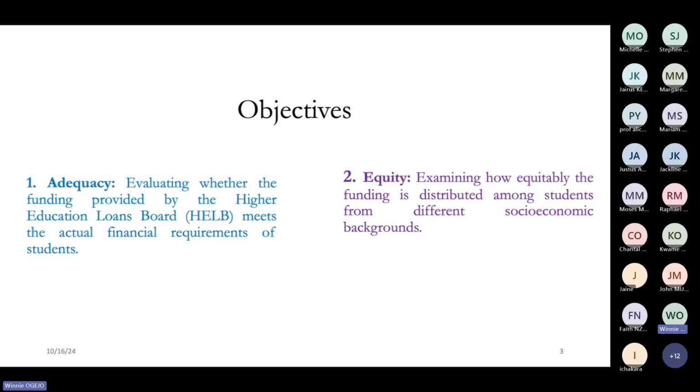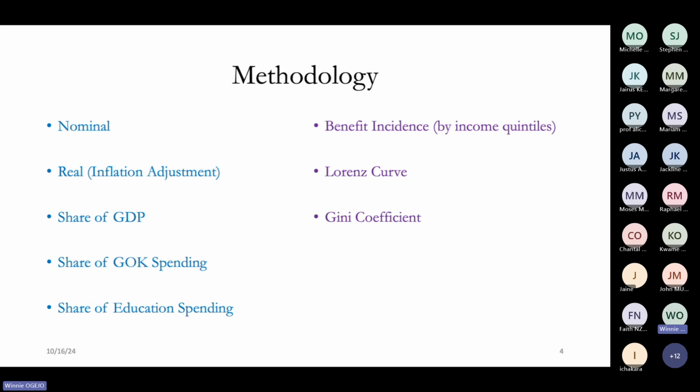So when responding to the questions of adequacy, we were evaluating whether the funding provided by the Higher Education Loans Board meets the actual financial requirements by students. And then when responding to the equity question, we were examining how equitably the funding is distributed amongst students from different socioeconomic backgrounds. And so when we move to our methodology, because we have mentioned that our analysis is split into two parts, the adequacy question and the equity question, we had two methodologies.